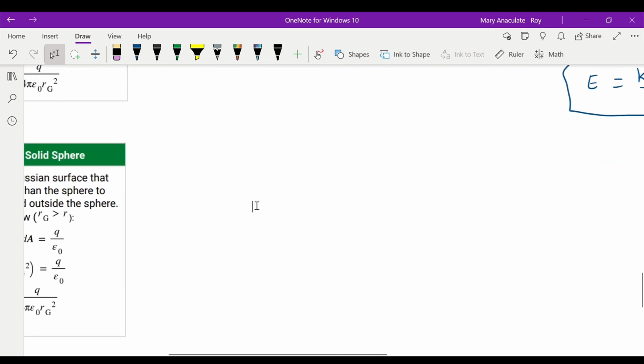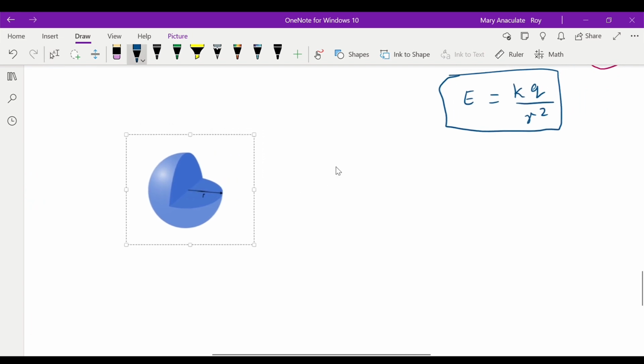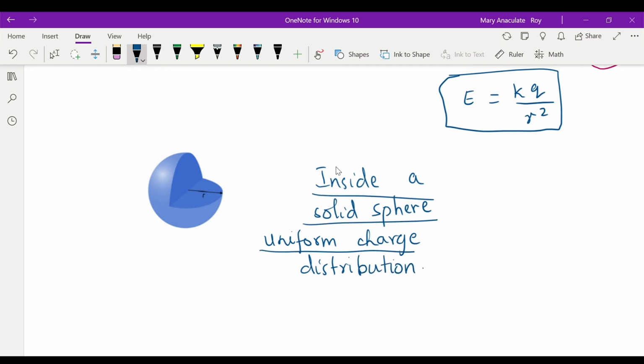So for a solid sphere, if you take a point inside and outside, so inside a solid sphere, now this has got what? Uniform charge distribution, so it's an insulator, uniform charge distribution. So that's our aim. So what are we trying to figure out?